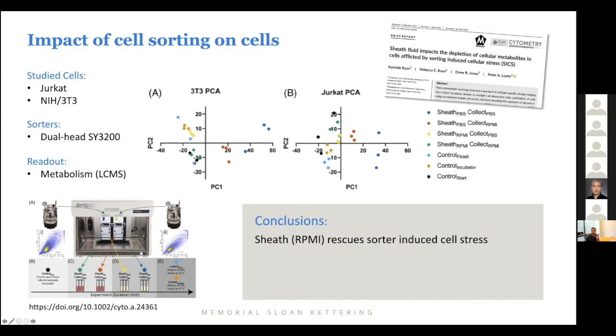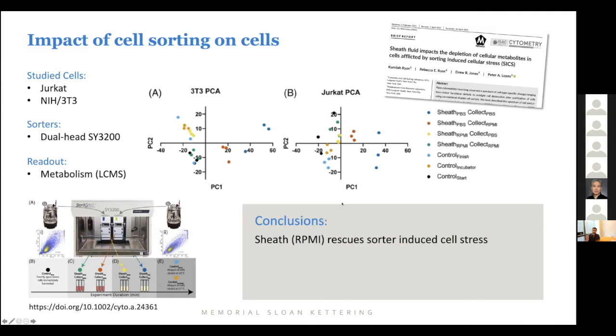summary of the data where, looking at principal component analysis, you can see that the PBS conditions, where PBS was used as sheath, all cluster away from the controls and the experiments done with sheath as RPMI. So this gives an indication that, yeah, if you use RPMI as sheath, you can rescue the sort-induced cell stress in this case.